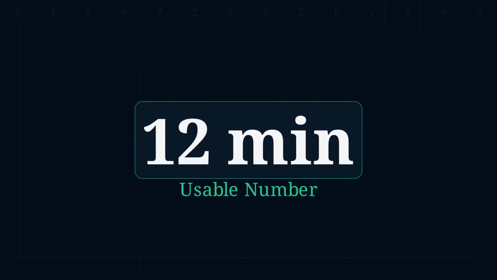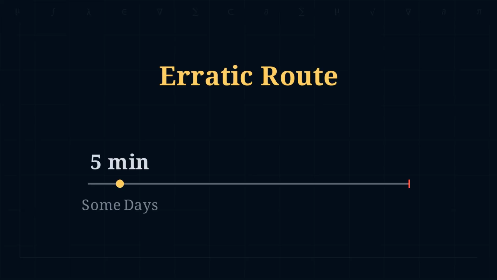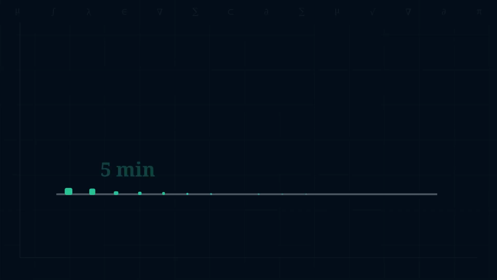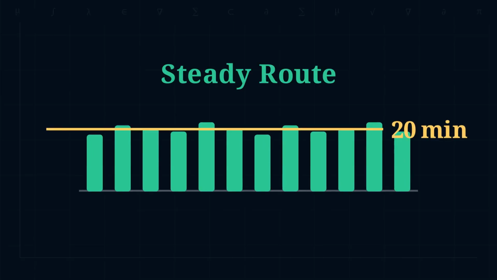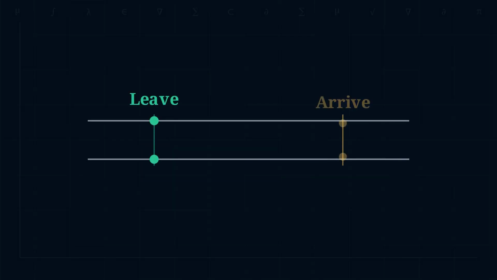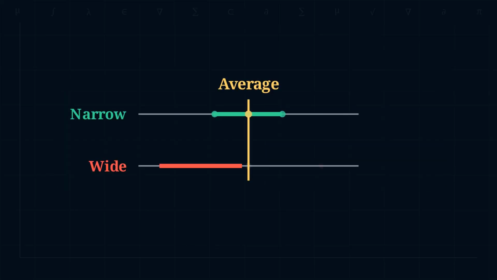Consider two commuting routes with the same average travel time of 20 minutes. On the erratic route, some days take about 5 minutes and others spike toward 50, so the average hides a pattern of calm mornings punctured by big delays. On the steady route, day-to-day times hover close to the average, so you leave at the same moment and arrive at about the same moment. The averages match, but the standard deviations are very different, and that gap is exactly what your schedule feels.